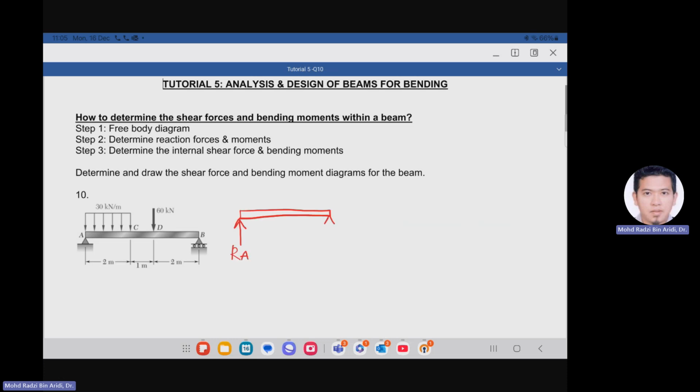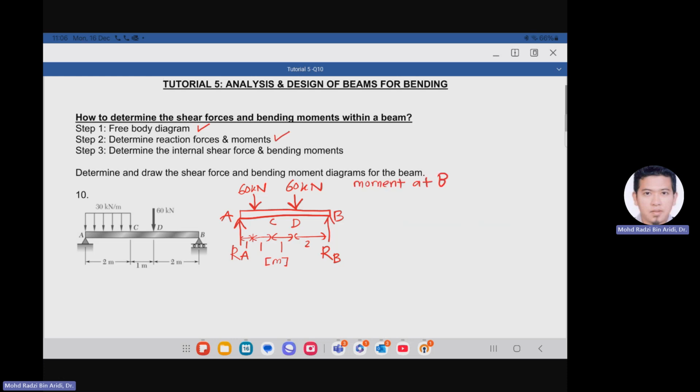So by drawing the free body diagram, we have RA and RB at points A and B here. At point D, we have 60 kilonewton. Between A and C, it will be a distributed load, and then we convert it to a concentrated load by taking the formula of area. 30 times 2 will be 60 kilonewton. So this is our free body diagram. We have converted the distributed load to the concentrated load. So we have done our step number 1. Let's go to step number 2.